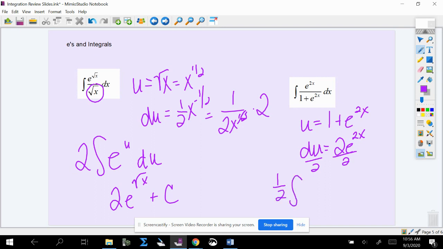And this is going to be in some form, either in this case, a du over u. You might even see ones that are like power rules, like u to the 1/2, something like that. This is just a du over u. So we get 1/2 natural log of 1 plus e to the 2x plus c.